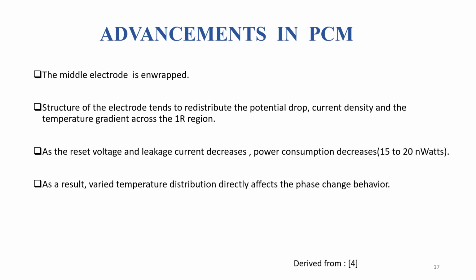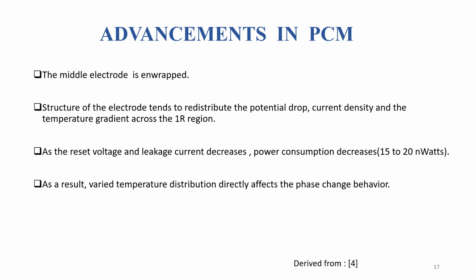The structure of the electrode tends to redistribute the potential drop, the current density, and the temperature gradient across the 1R region. As the reset voltage and leakage current decrease, the power consumption decreases. As a result, the varied temperature distribution directly affects the phase change behavior. So this system is mainly for reducing the reset voltage and thus the leakage current of the phase change material. As the phase change material is reconfigured here, it subsequently reduces the reset voltage and thus the leakage current.